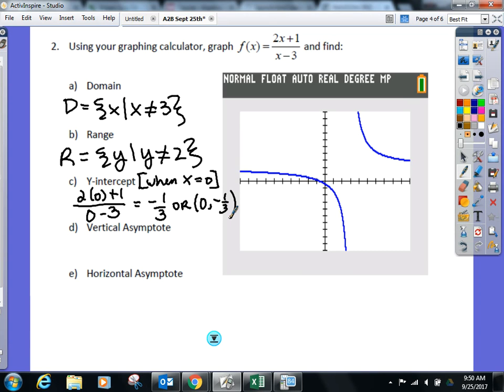All right, vertical asymptote. I look at my domain. My vertical asymptote is going to be the line x equals 3. And my horizontal asymptote is going to be y equals 2. Okay. Any questions about that? Because all I need to show you right now is, without graphing, how can I find the range, the horizontal asymptote? Olivia?